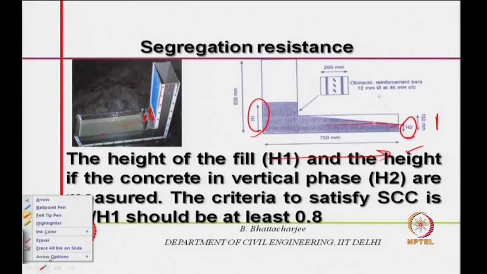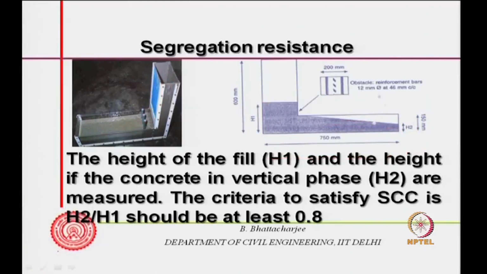So, that ratio is 0.8. It should be at least 0.8. It should satisfy the SCC criteria, h2 by h1 should be at least 0.8. If it is 1, that is very good. So, that is what it is.